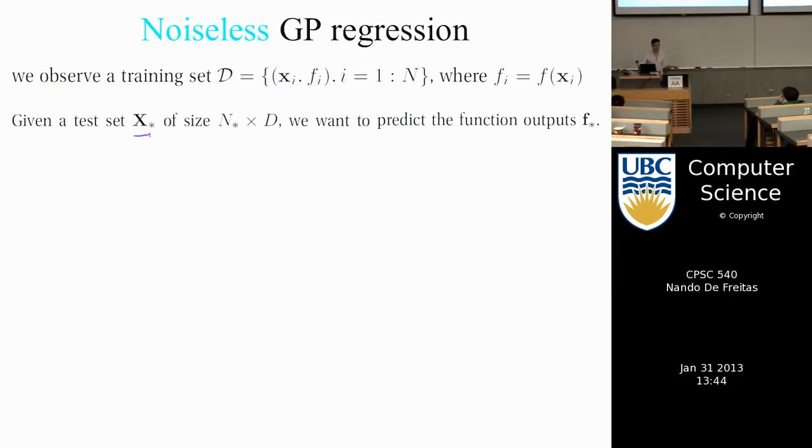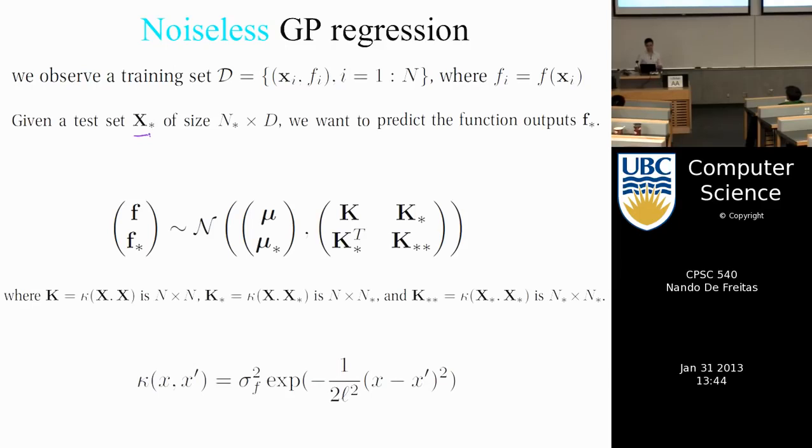So it's the same game as before. We have x's. These x's are the input features. We have x stars, which is any arbitrary test point. We have the f's from the training data, and so the only unknown is the f stars. The x's are given, so we form the matrix K. We form the matrix K star, and form the matrix K star star.